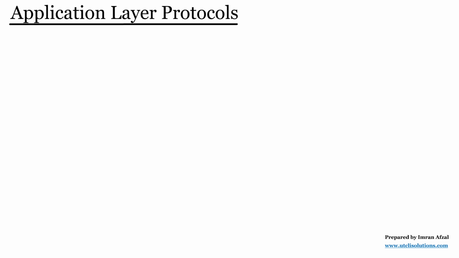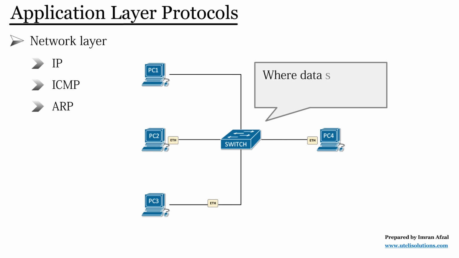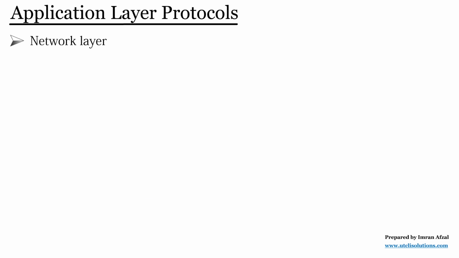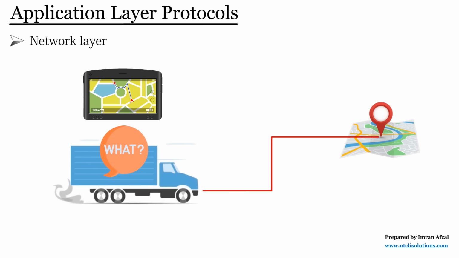Now, there is also the network layer. It includes protocols like IP, ICMP, and ARP, which we will understand in detail right after this lecture. Its job is to figure out where the data should go and how to get it there. It is like the GPS system guiding the delivery truck. It doesn't care what is inside, they just know how to reach the destination.